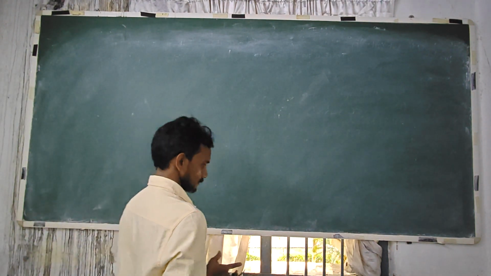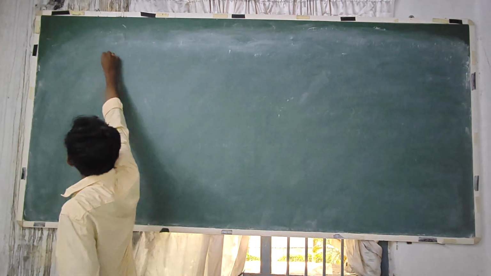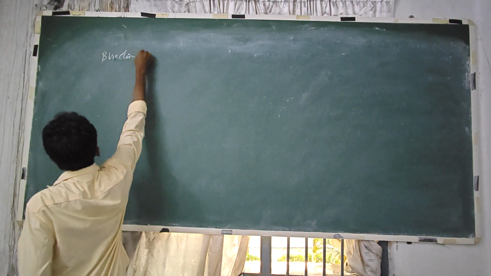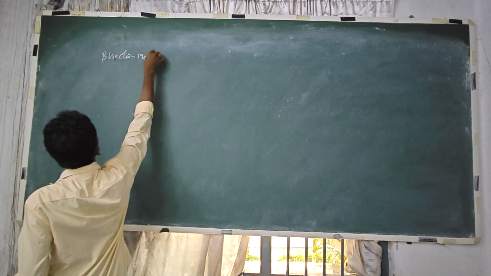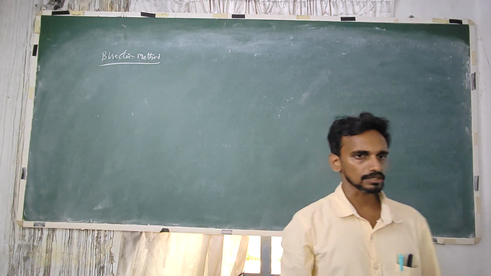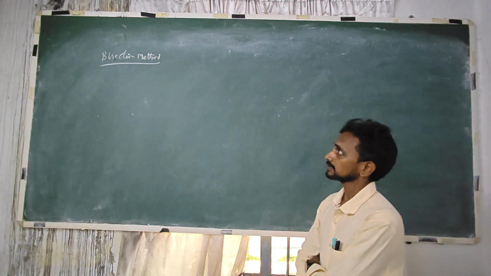Right. So the next method is the bisection method. We have already seen the Newton-Raphson method and the fixed point method, which are iterative methods. This is the third one.